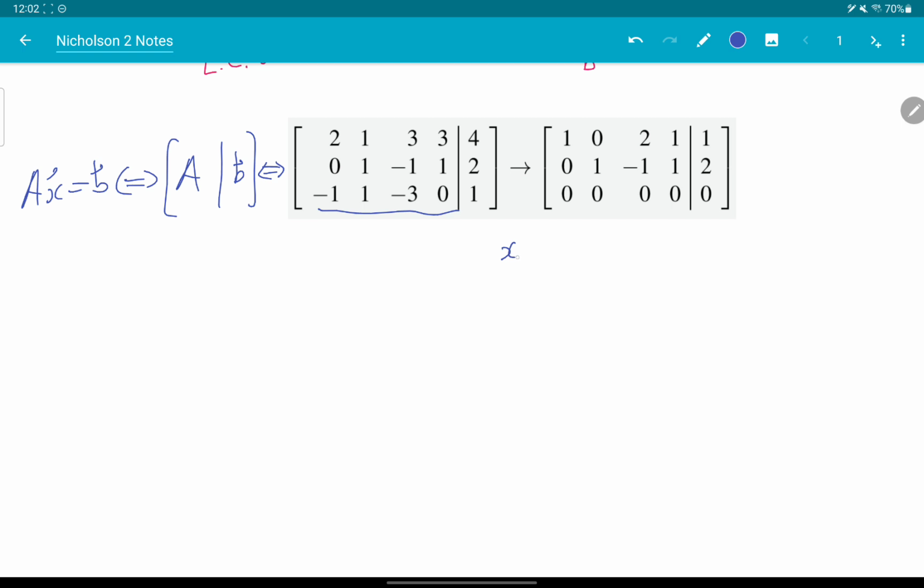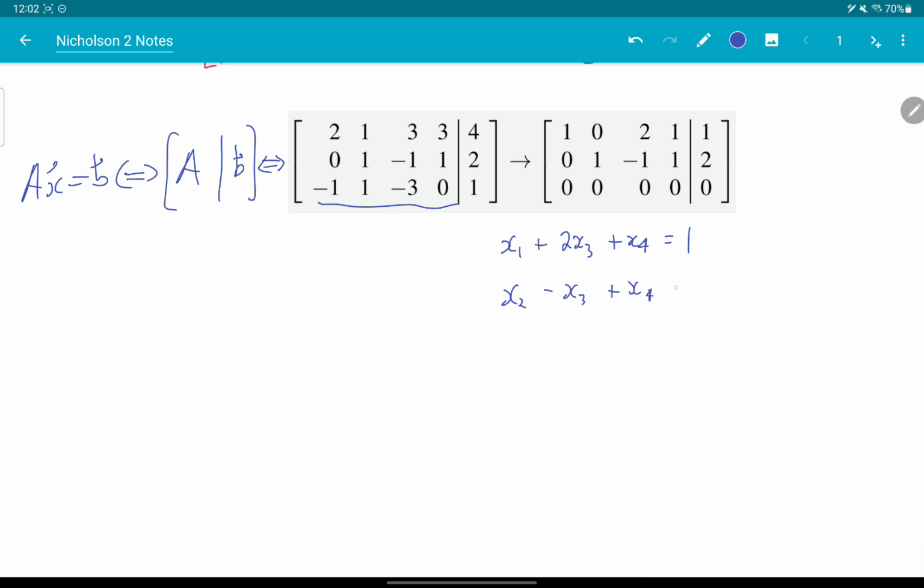But first we translate these two rows, these two non-zero rows, back into equations. We get x1 plus 2x3 plus x4 is equal to 1. And then x2 minus x3 plus x4 is equal to 2. Now, the variables that have leading entries, I solve for those two. So we're going to solve for x1 here, we're going to solve for x2 here.